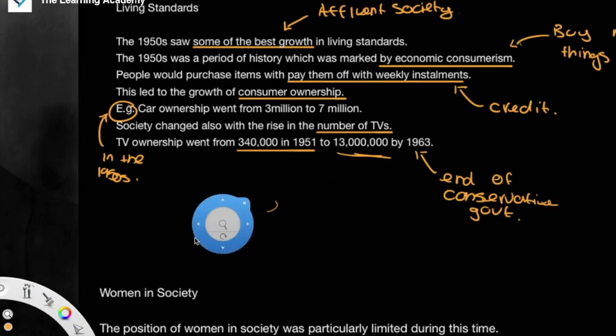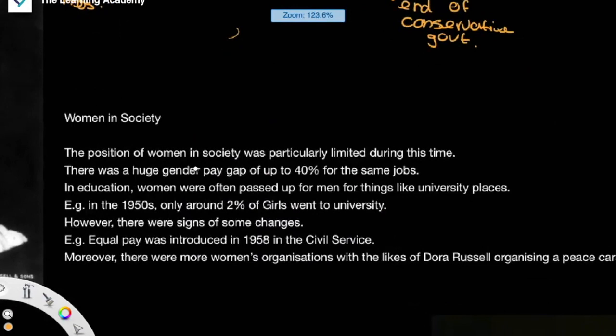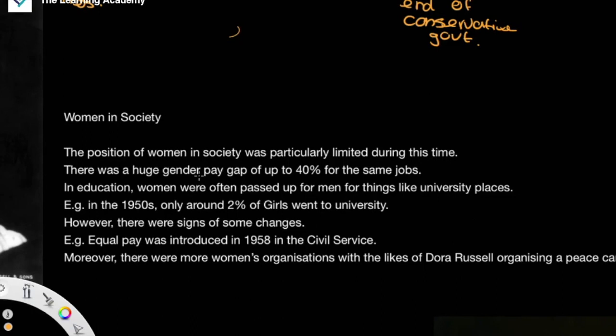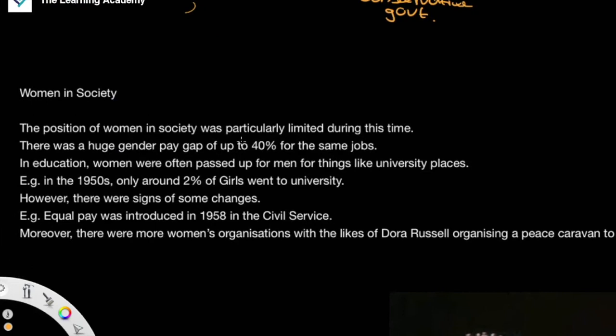We're going to talk about other groups within society in later videos, as civil rights and racial discrimination, as well as LGBT discrimination, become more of an issue and a problem that needs to be solved in Britain. But for now, we're going to talk about women in society. The position of women in society was particularly limited, despite the fact we have this period of affluence.